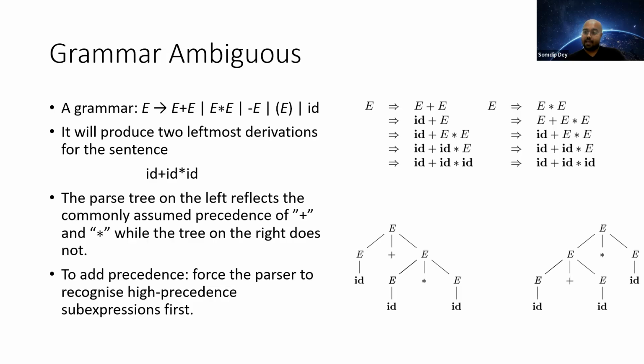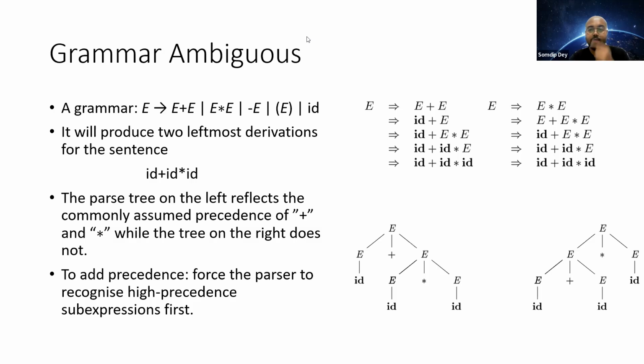So the way we avoid it is to definitely find a solution. The solution in this case is to force the parser to recognize high precedence sub-expressions first. What do I mean by that? You write the production rule in such a way that it tells the parser that it needs to follow some form of precedence, which means that star has higher precedence over plus. So you have to make your grammar aware of this form of precedence to avoid any ambiguity in the grammar.